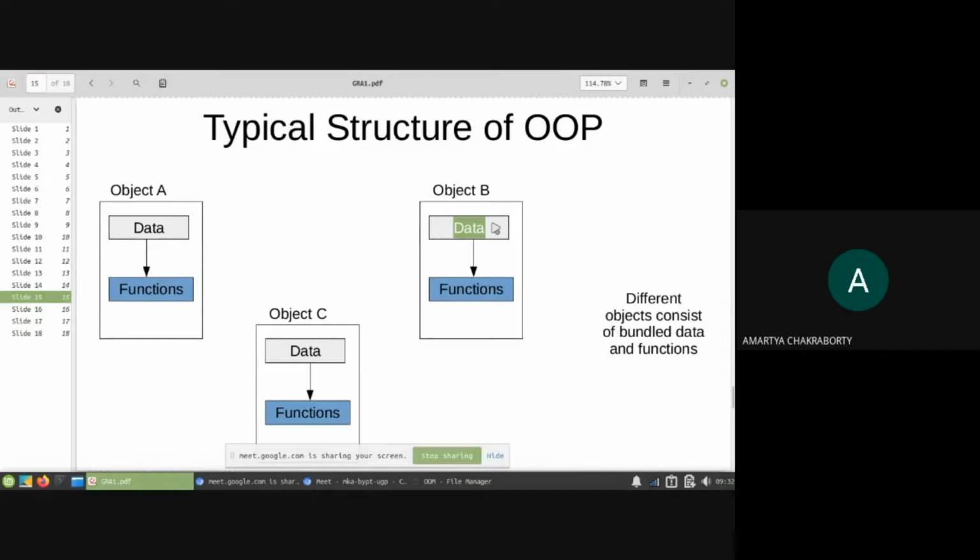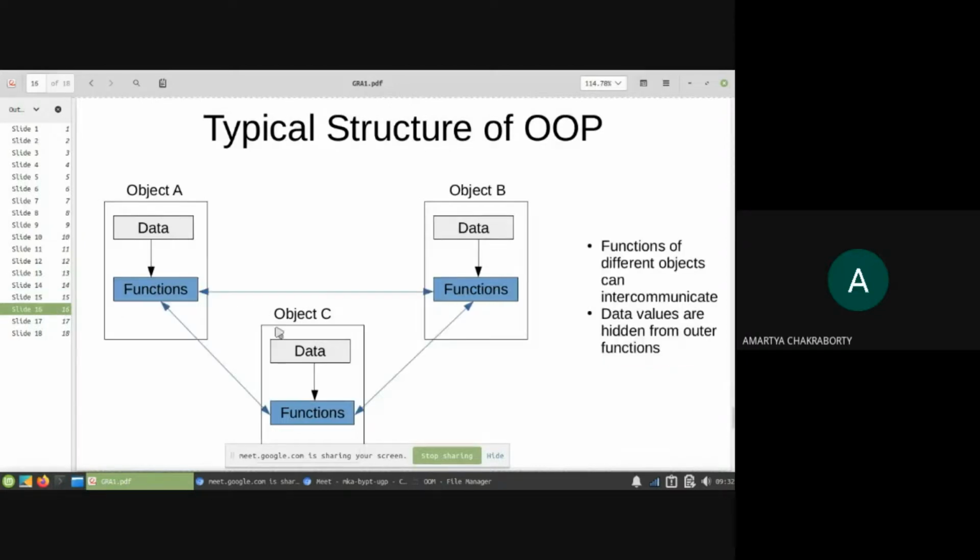That is not allowed, right? So this is a very important observation that you need to make. See, we have written a comment: different objects consist of bundled data and functions. So the data and functions are bundled together, or bound together, in a single unit inside the objects. So object A has the bundled data and functions. Same thing for object B and same thing for object C, right?